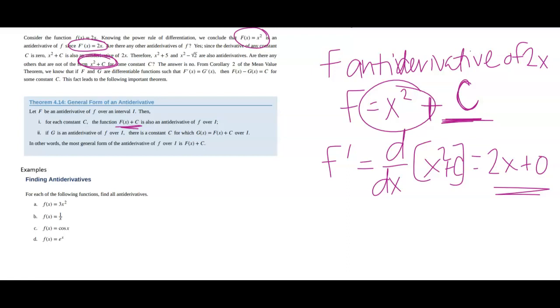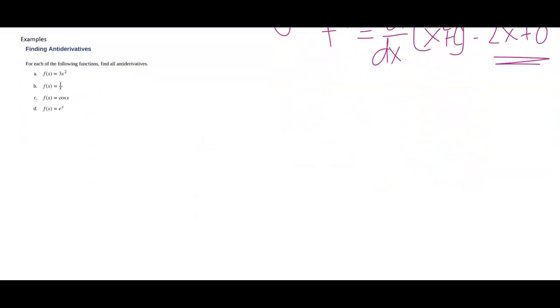So we're going to call this the general form of the antiderivative. And then we might be able to find a particular form if we know what c is or some initial value. All right, so let's go ahead and look at some examples of finding antiderivatives.